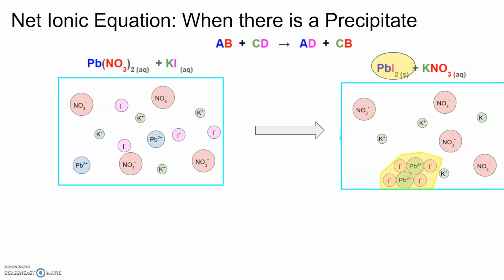So how do we get that? What are the steps for getting that? So the first thing to do is to create what's called a complete ionic equation. So let me show you how you do that.